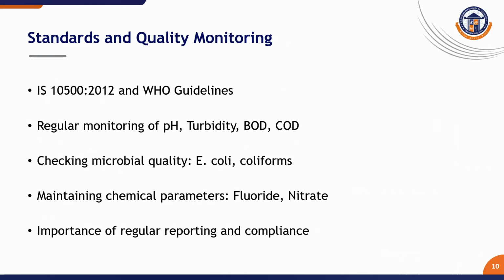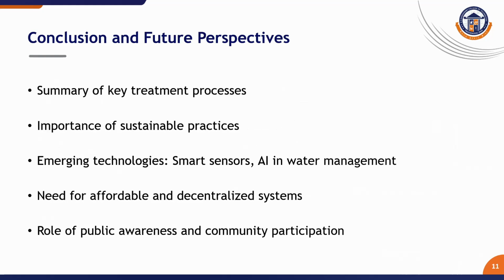To ensure that treated water is genuinely safe, we rely on stringent standards and regular monitoring. In India, we refer to IS 10500 2012, which specifies acceptable limits for various water quality parameters. Internationally, the World Health Organization guidelines are widely followed. Routine tests are conducted to measure physical parameters like pH, turbidity, and chemical parameters like fluoride, nitrates, and heavy metals, biological parameters like E. coli and total coliform counts. These checks are vital not just at the treatment plant but throughout the distribution system actually.